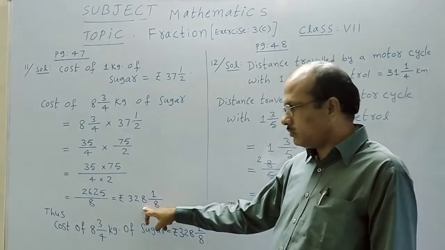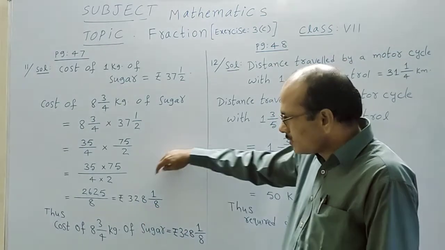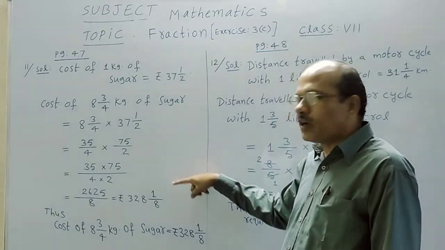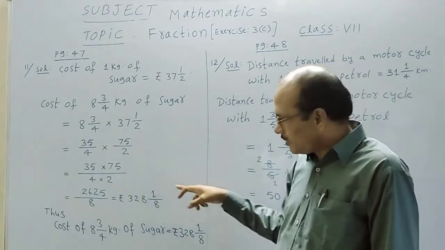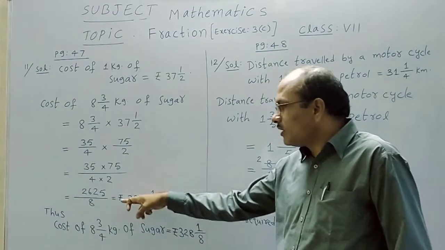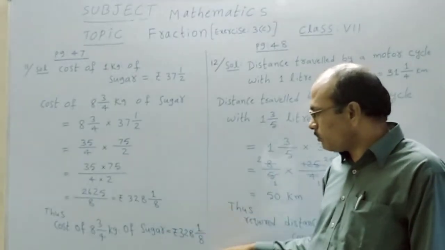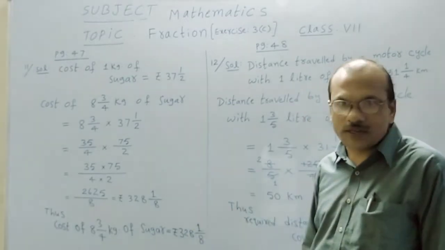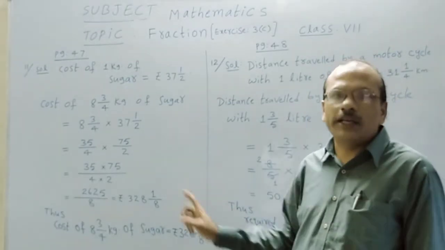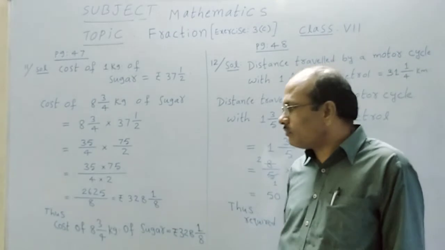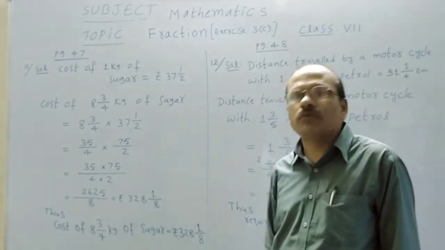Then we get the answer, 328 1 by 8 rupees. That is the cost of 8 3 by 4 kg of sugar. 328 1 by 8 rupees is the cost of 8 3 by 4 kg of sugar.